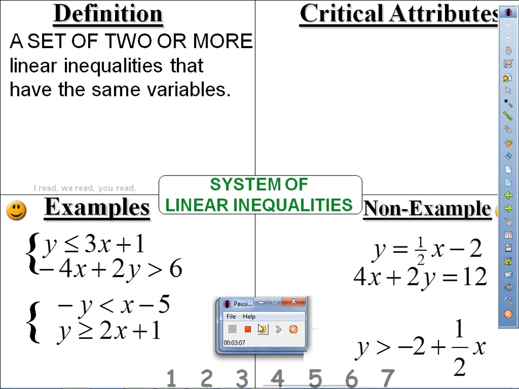There it is. So, by looking at it, is this a system of linear inequalities? A set of 2 or more linear inequalities? Yes. Same variables? Yes. Linear inequalities? Yes. Same variables? Yes. Tell your neighbor why this one is not a system of linear inequalities and this one is not a system of linear inequalities.